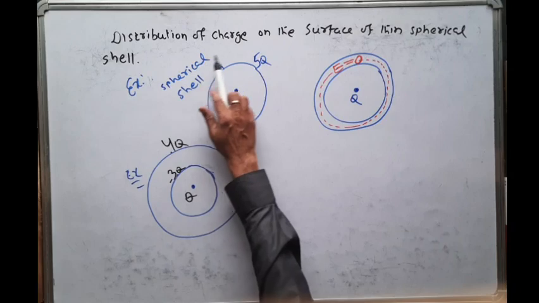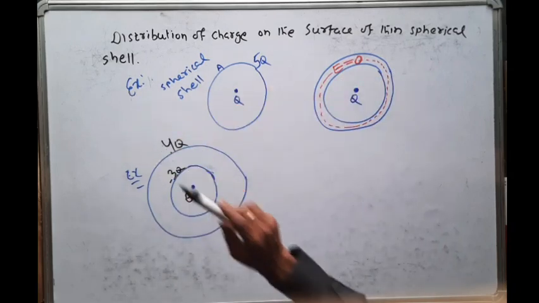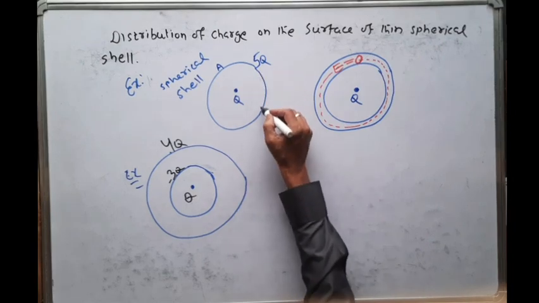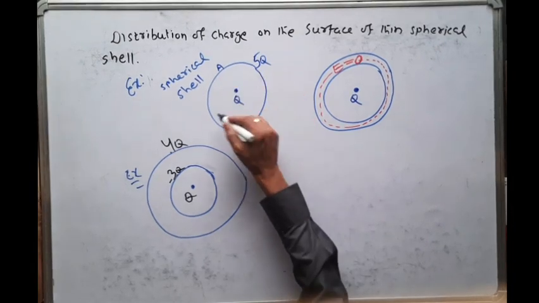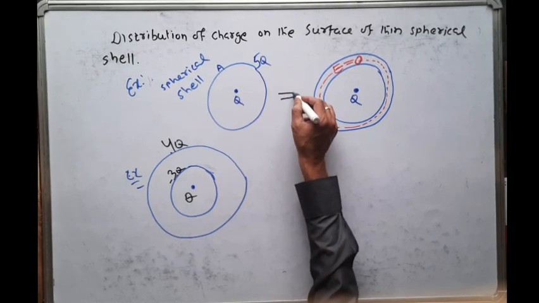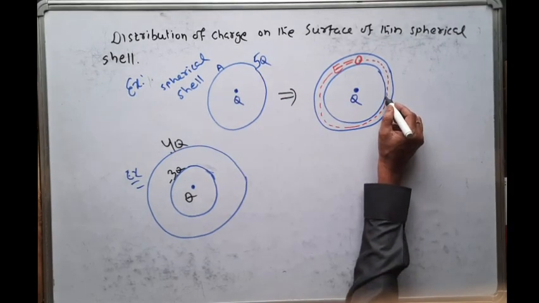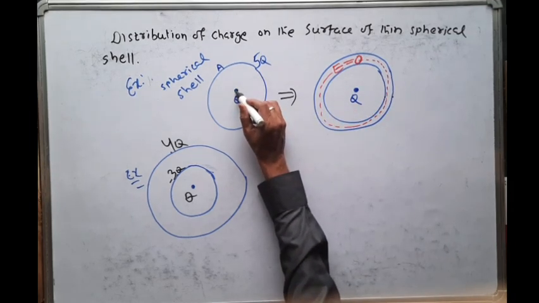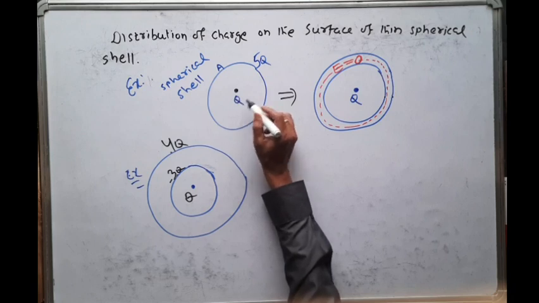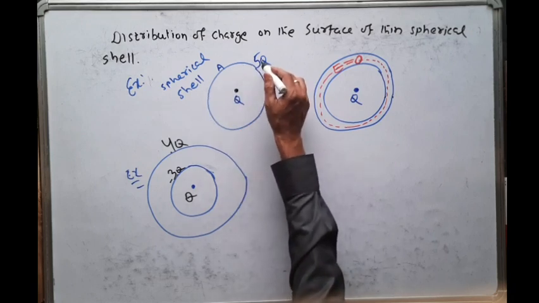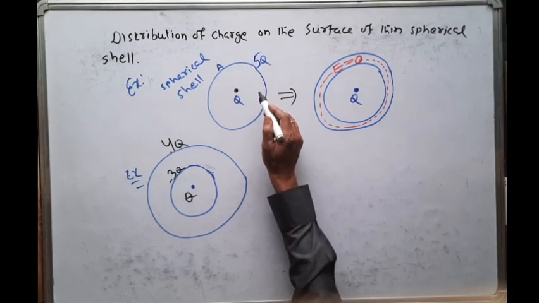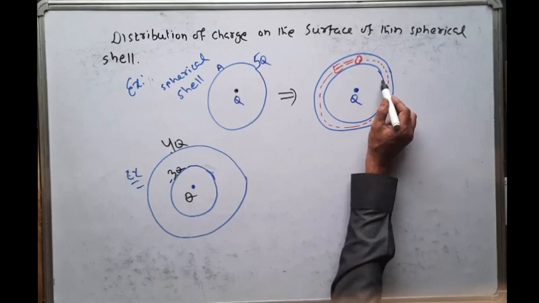I see distribution of charge on the surface of a thin spherical shell. So you know another concept. Suppose this is a spherical shell, a thin spherical shell, so I have shown here. Thin spherical shell means this shell has some thickness. Here at the center a charge Q is given, and on the thin spherical shell the total charge given is equal to 5Q. The question is how the charge is distributed on the inner surface of the shell and the outer surface of the shell.